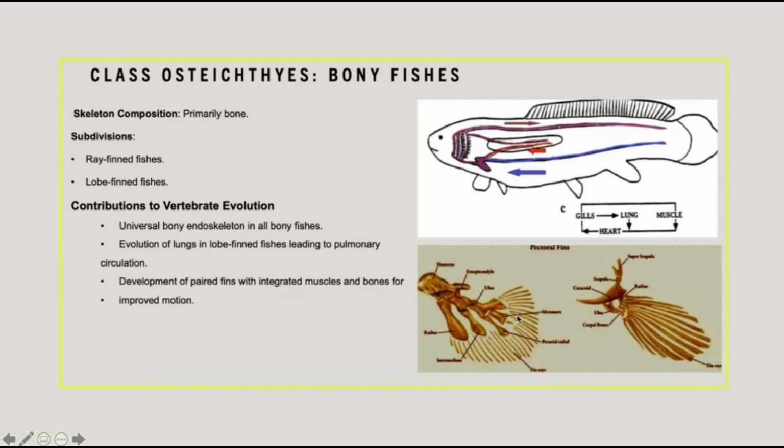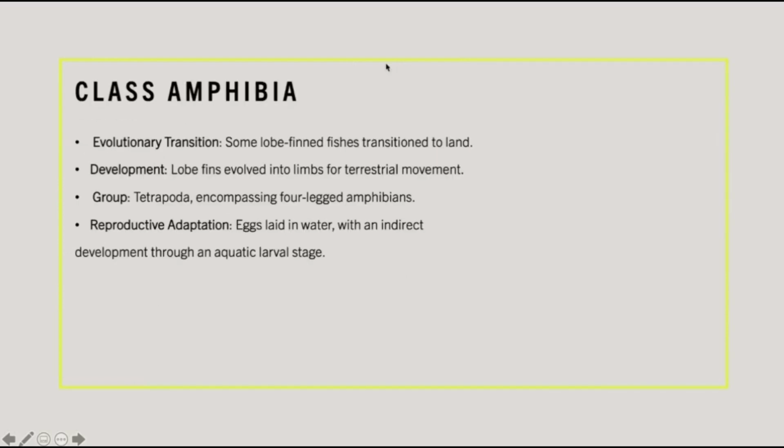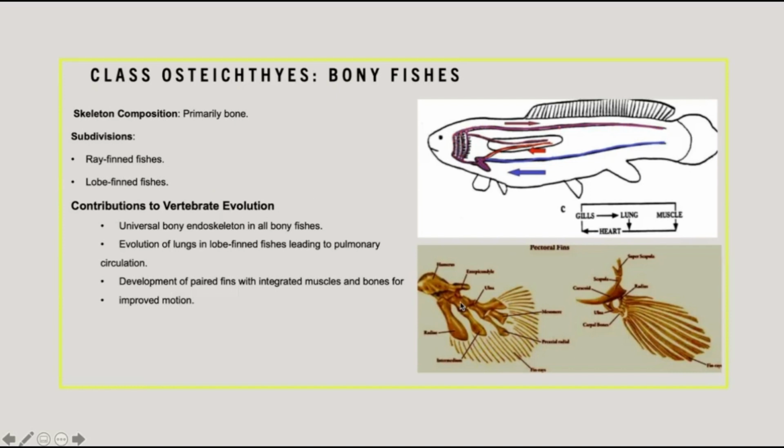And this is important to note because after bony fishes, we will have the amphibians, right? And the amphibians need to be able to walk on land, jump on land, and do all of these things. So that progression is very important to note. The lobe-finned fishes already had this kind of skeleton in place so that evolution would take place in a more efficient and easier way. So, the contribution to vertebrate evolution.